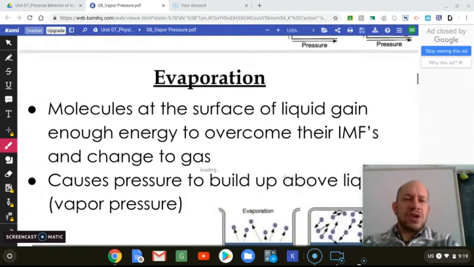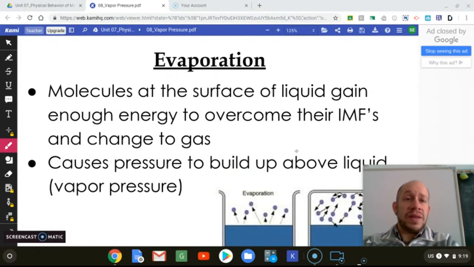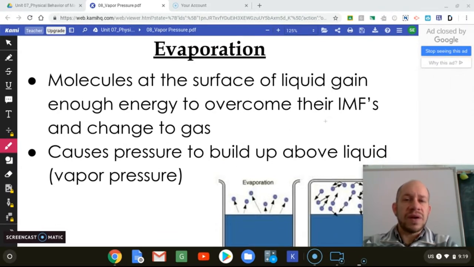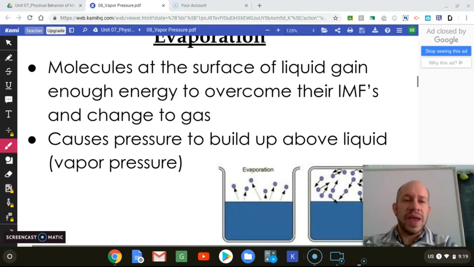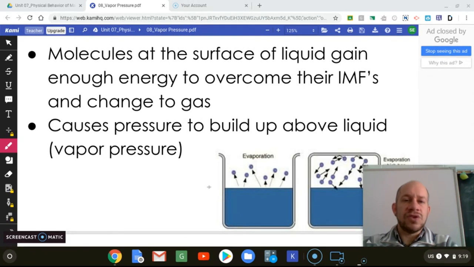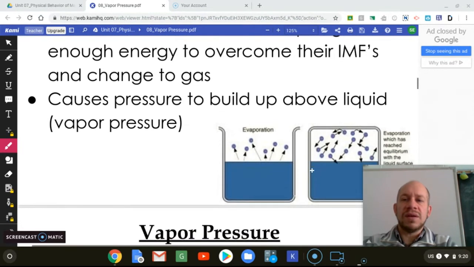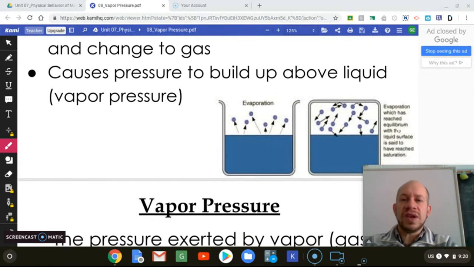Okay, evaporation is when the molecules at the surface of a liquid gain enough energy to overcome their IMFs and change to a gas. This causes the pressure to build up above the liquid. This is our vapor pressure. So when we evaporate a liquid in an open container, it just goes away. But if we close the container, evaporation will reach an equilibrium with the liquid at the surface, and this is said to have reached saturation.